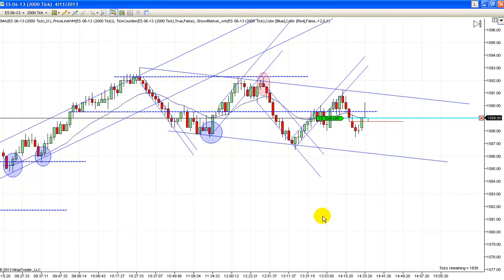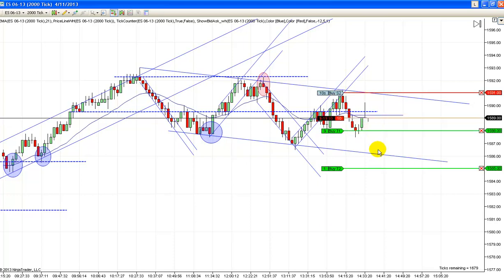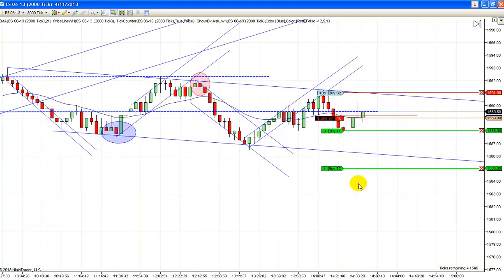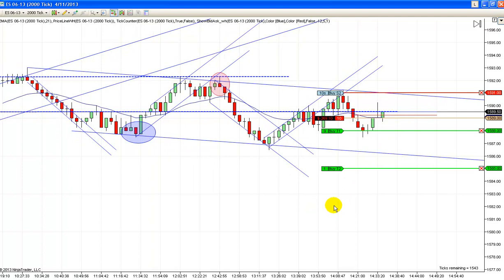I don't want to get too greedy with this, but I'm looking for another leg down like this right here. All right, we're short now. And let me explain this setup to you. Let me make it a little bigger. I could have got a couple of ticks better than I did there.